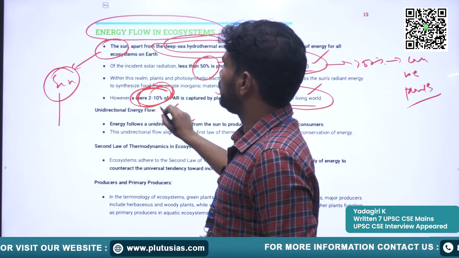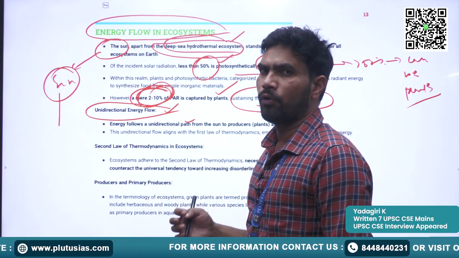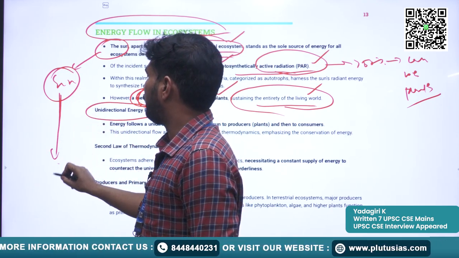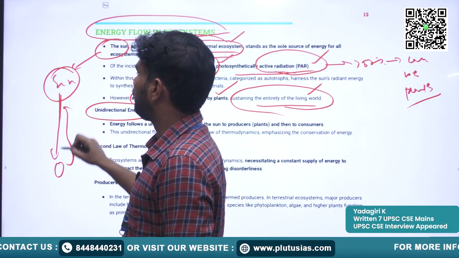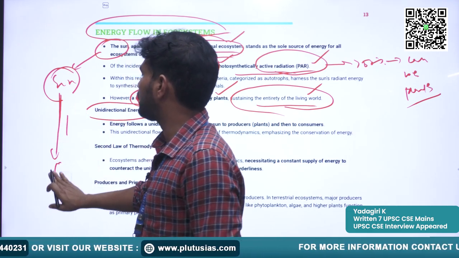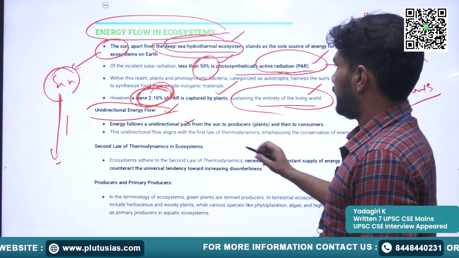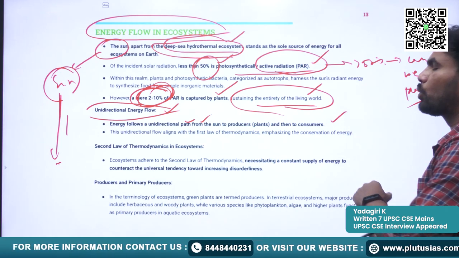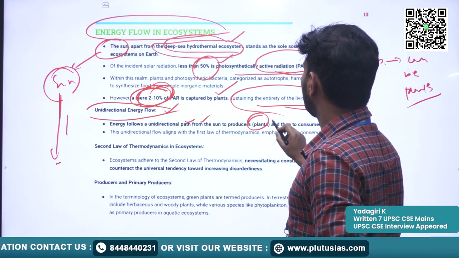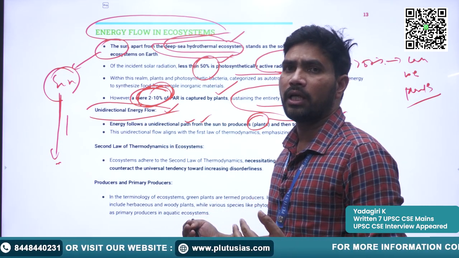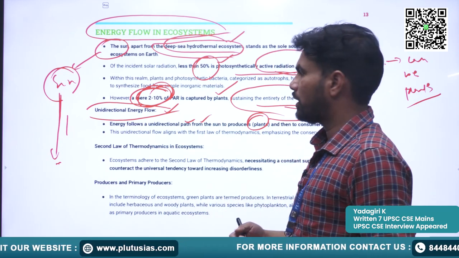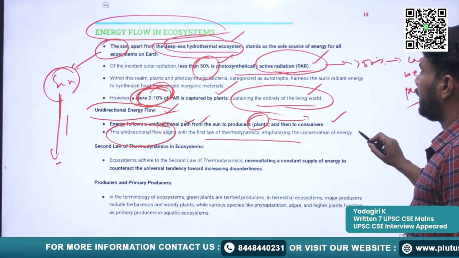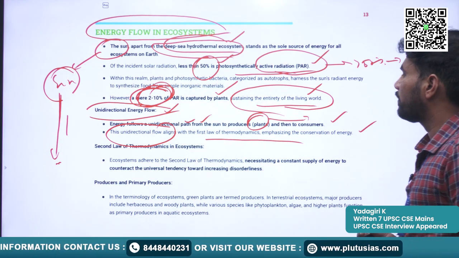Right, as I explained, this is basically a unidirectional flow. It is flowing only in one direction. The energy is coming from the sun to earth, but energy is not flowing to the sun from the earth. So this is the unidirectional nature of the energy. Energy flows in a unidirectional path from sun to producers and then to consumers. Plants are primary producers, and we can say the animals are the primary consumers. This unidirectional flow aligns with the first law of thermodynamics, emphasizing the conservation of energy.